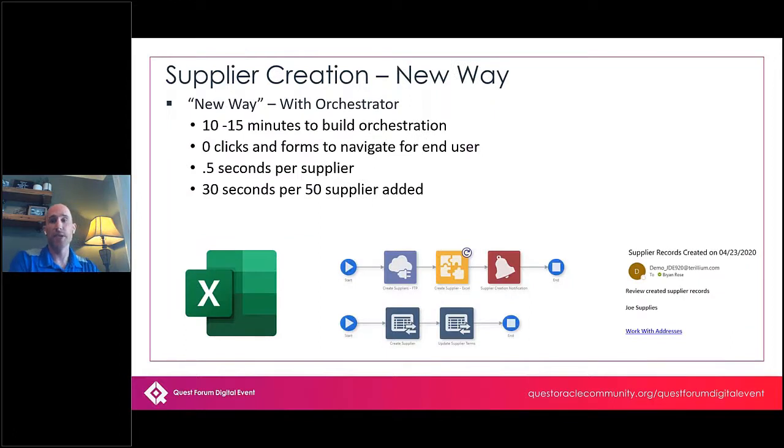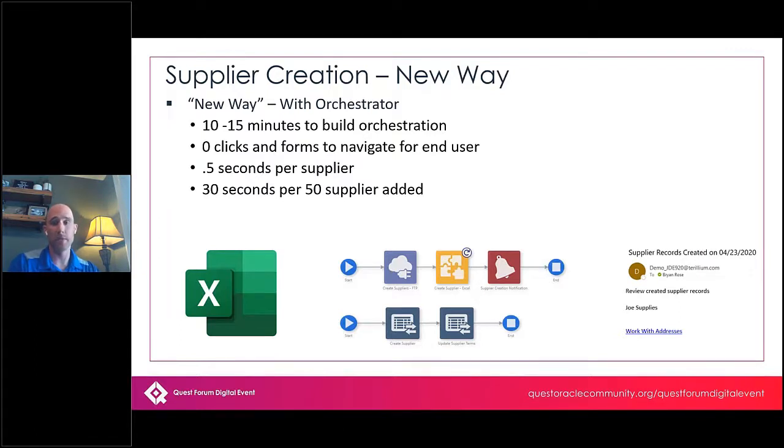New way, use Excel. With the Orchestrator and Excel, I like to position it as you can create your own Z tables, right? There's a lot of really nice Z tables that come with JD Edwards, but not every single function has a Z table, right? And you can now utilize Excel to create your own Z tables. So building this one is very simple, 10 to 15 minutes.